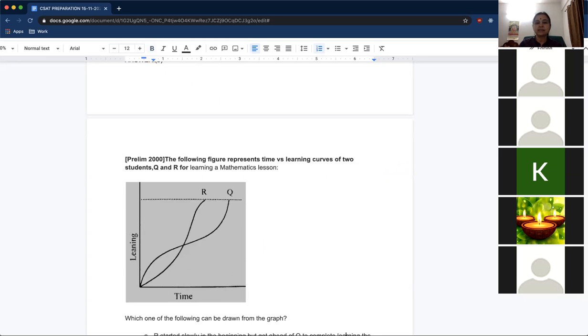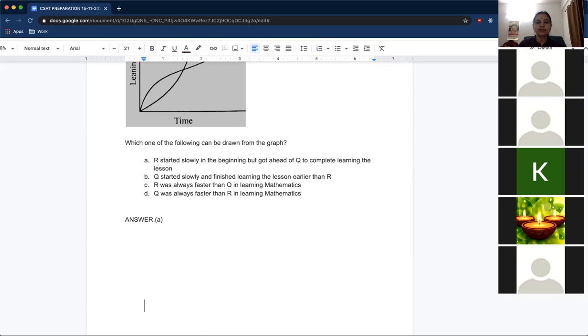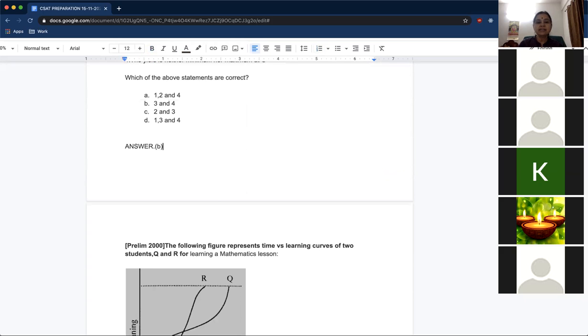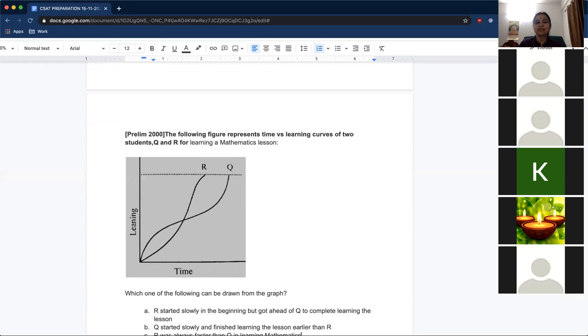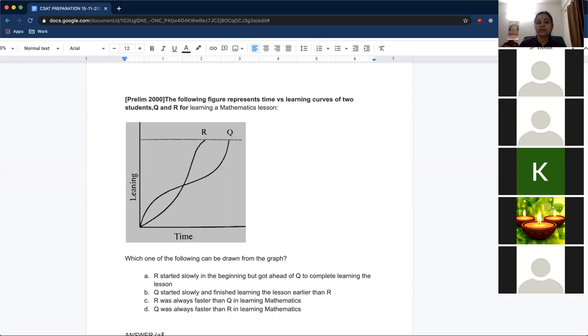Option B is correct. There are 2, 3 more problems. You can do the last one. That's all. This is a learning curve for mathematics. There are 2 students, Q and R, who are learning the lesson. See, who took a longer time to learn? Q took a longer time to finish learning, right?